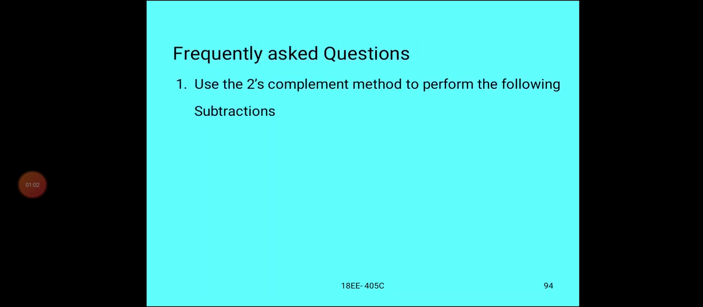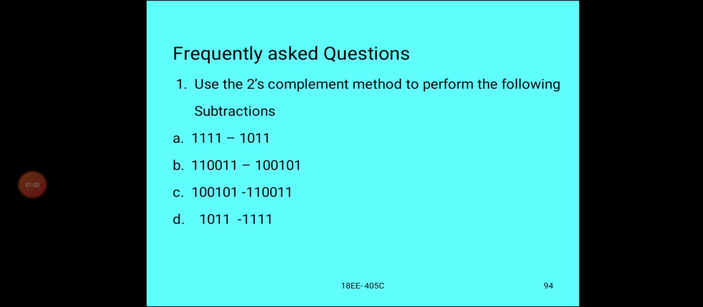Frequently asked questions. Use the 2's complement method to perform the following subtractions. A. 1111 minus 1011. B. 110011 minus 100101. C. 100101 minus 110011. D. 1011 minus 1111.